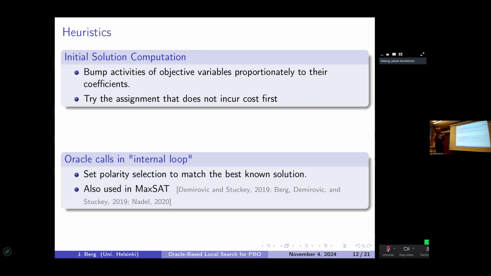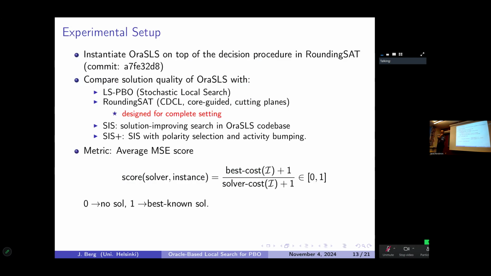There is a paper from Alexander where he tries different ways, essentially all of these things in MaxSAT. I can't remember by heart what the conclusions were, but MaxSAT has been studied more extensively than what we did here. Any more questions about the actual algorithm before I show you numbers?